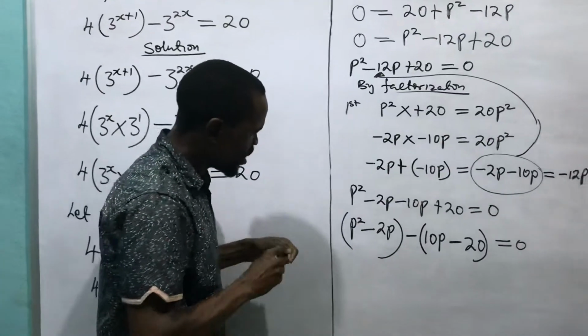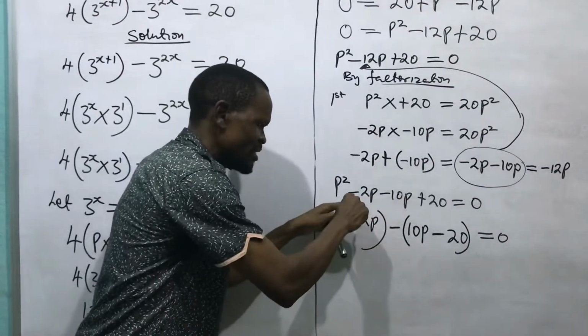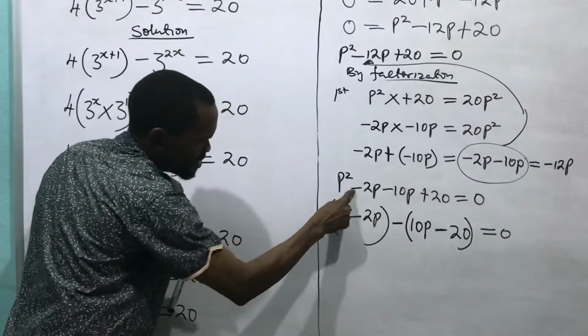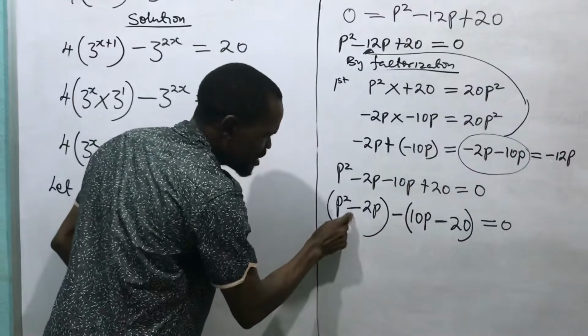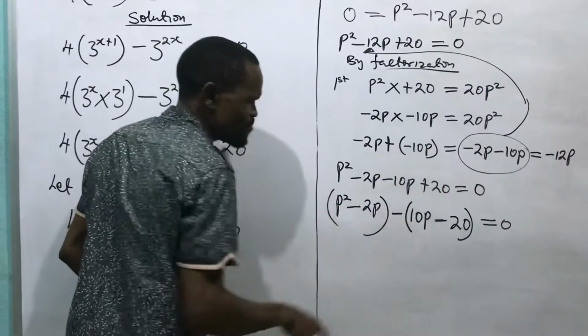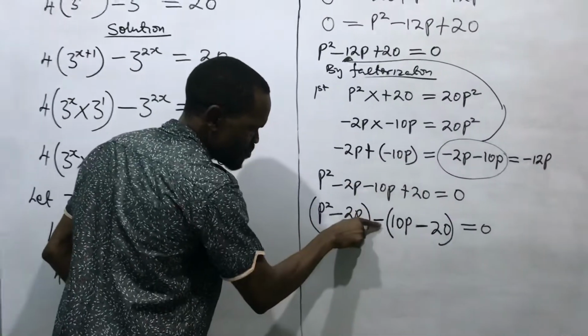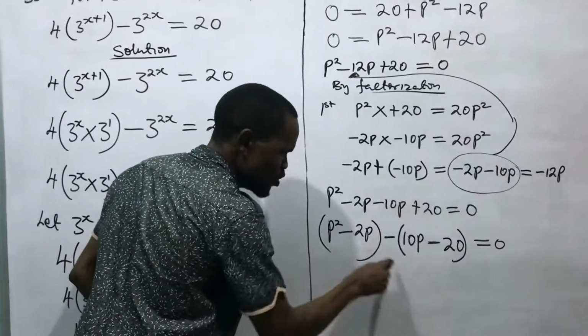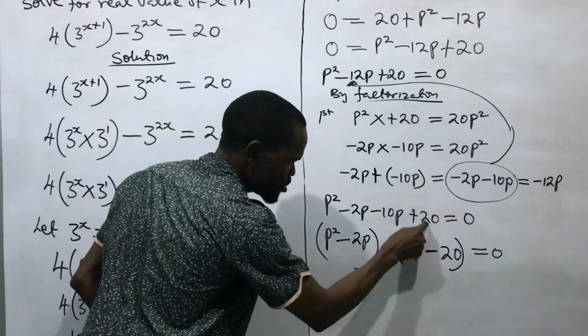Look at what I did. I close this one in bracket. This is the minus, right? And immediately this minus is here, the next bracket must have minus. Then look at the minus. I put it here. Then I close this 10p. Will I put plus? No, because minus is here. I have to put plus 20.